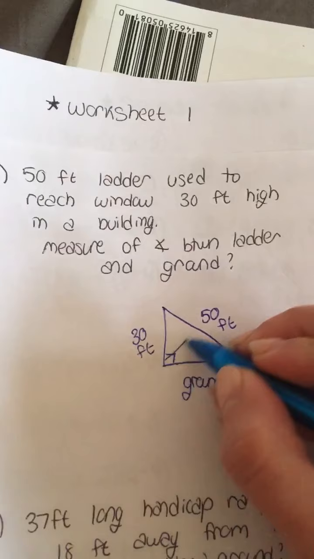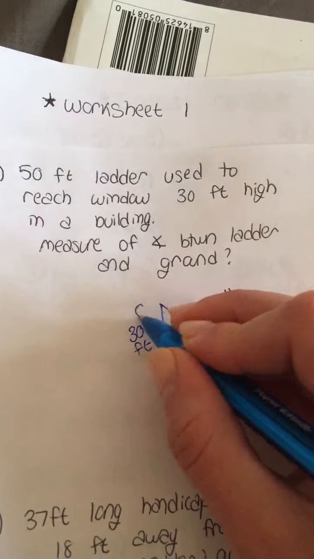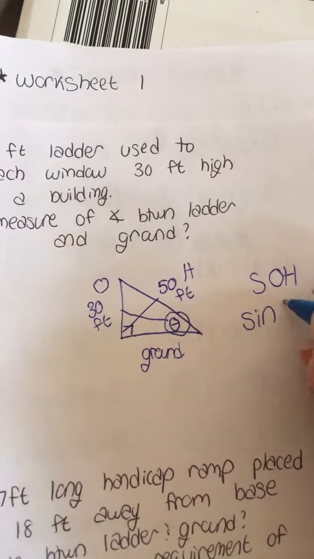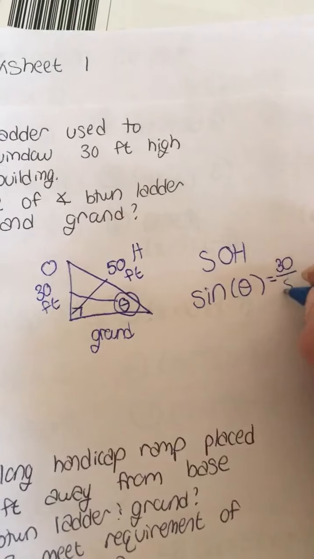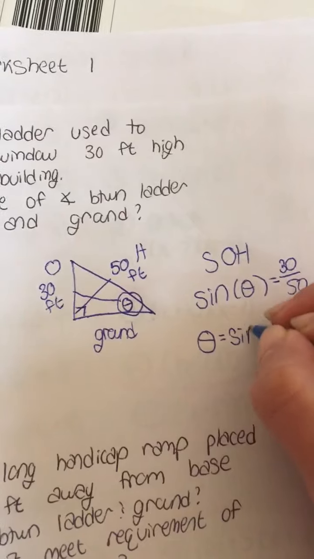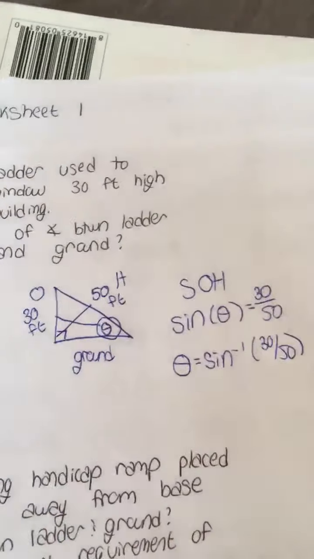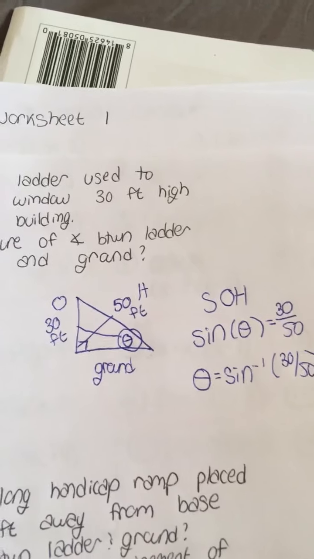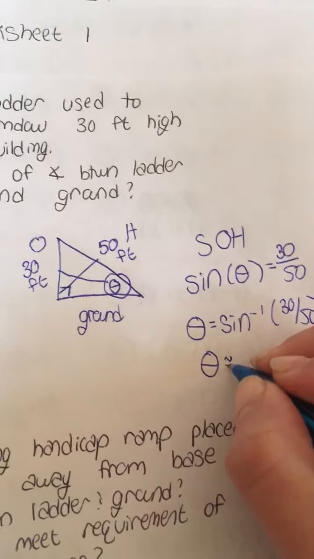All right, start from 90. Across from it is H. Angle that you need, across from that is O. So again, we're using SOH, which is sine. So sine of the angle equals O over H, 30 over 50. So the angle will be, since we're solving for it, we have to take the inverse function of the ratio. And you can just do that on your calculator. It gives you 36.87 degrees, approximately.